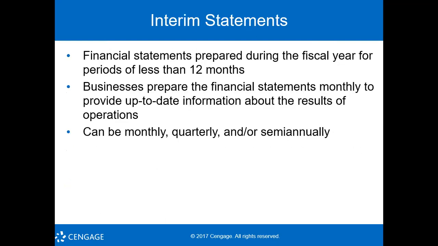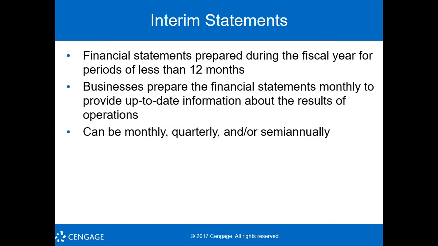Okay. Again, we've talked about interim financial statements a little bit already. Remember, interim just meaning like in the middle of the year. So interim financial statements are financial statements prepared during the fiscal year for periods of less than 12 months. So again, every month or every quarter or every 6 months, right? Those are interim financial statements.